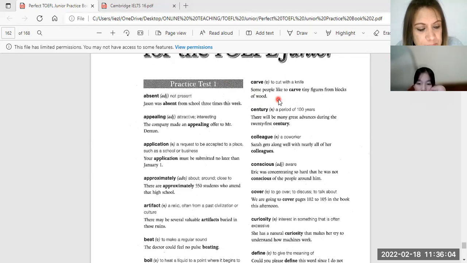Some people like to carve tiny figures from blocks of wood. Good. This word. Applications. A request. A request to accept it to a place such as a school or business. Good. This one. Cover. To go over, to discuss, to talk about.